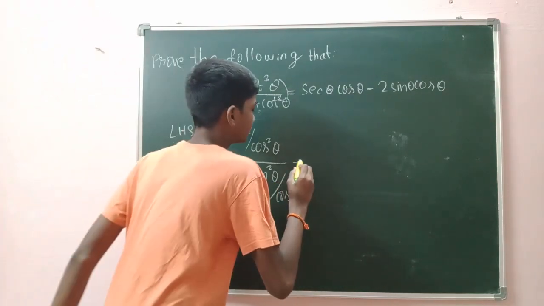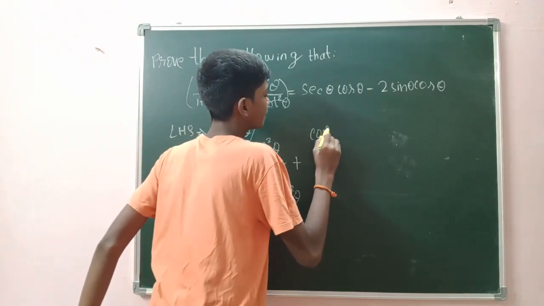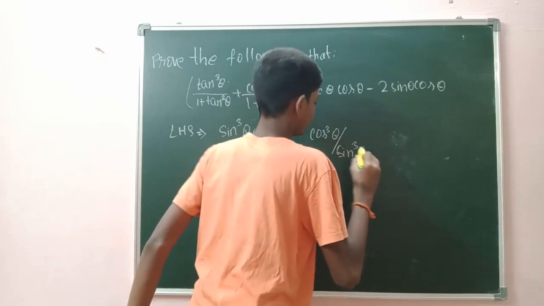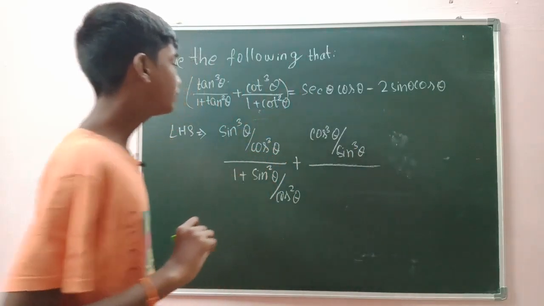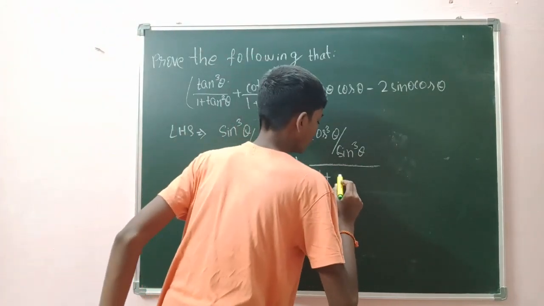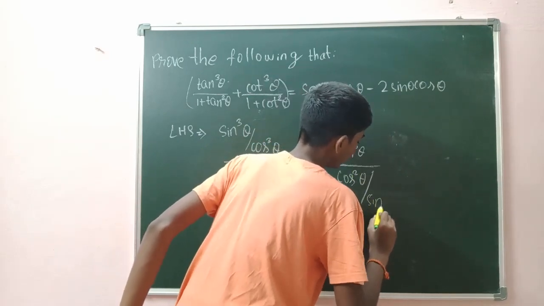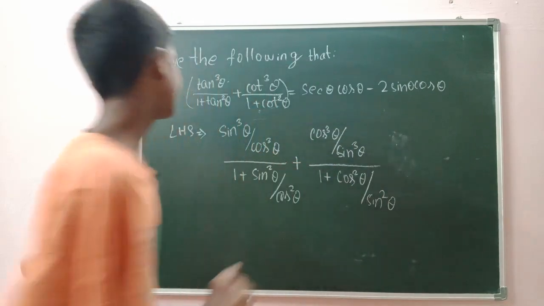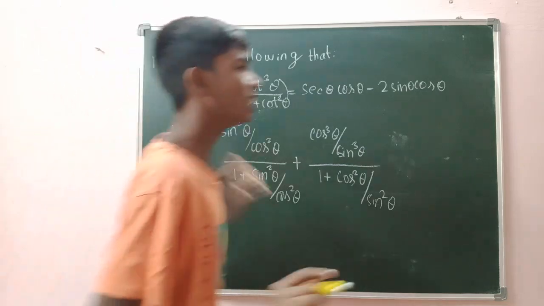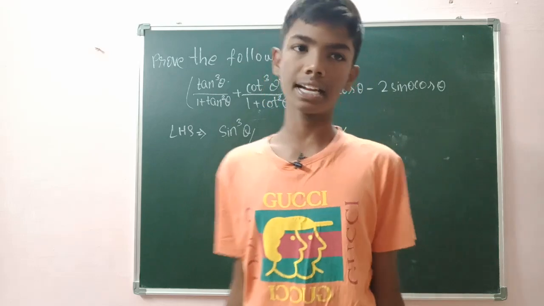Very simple. And same like that, I can write your cot power 3 of theta as cos power 3 divided by sin power 3 of theta, then divided by the whole divided by 1 plus cos square theta, which will be nothing but 1 plus cos square theta by sin square theta. So something I will get when you solve your LHS in this particular method. Very very simple method, just writing a ratio as some other form. Very basic things you guys learn in your 10th standard.